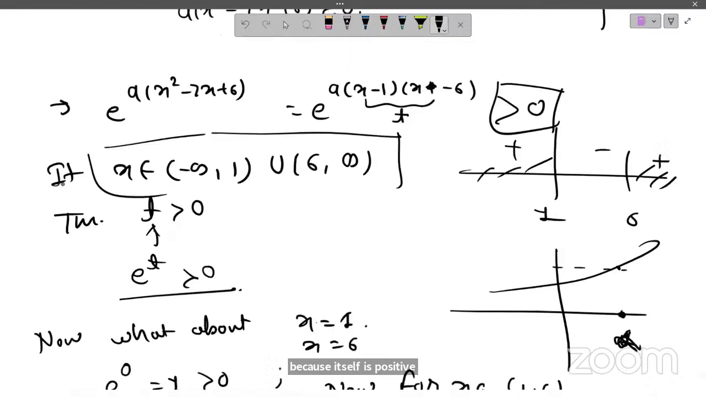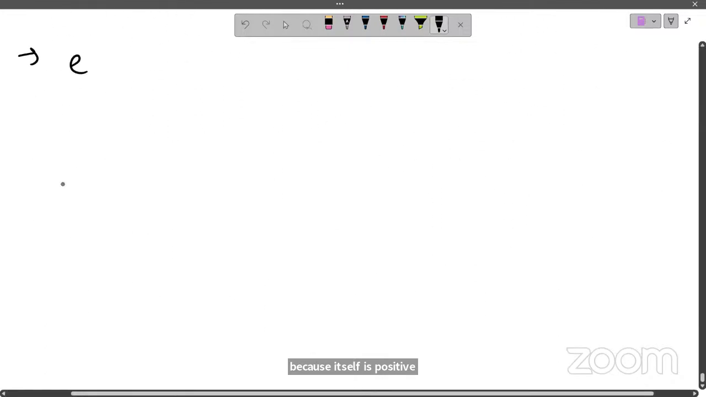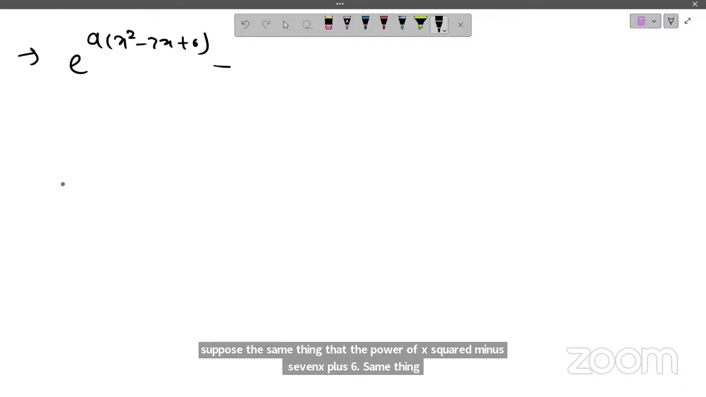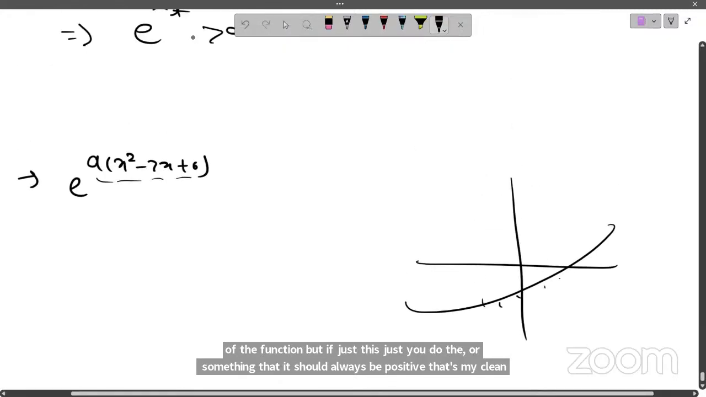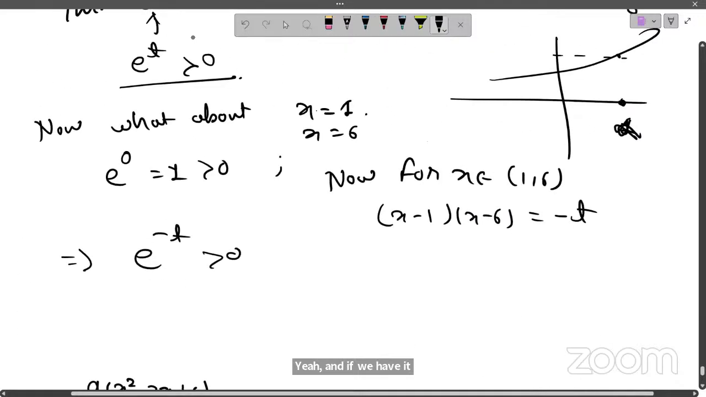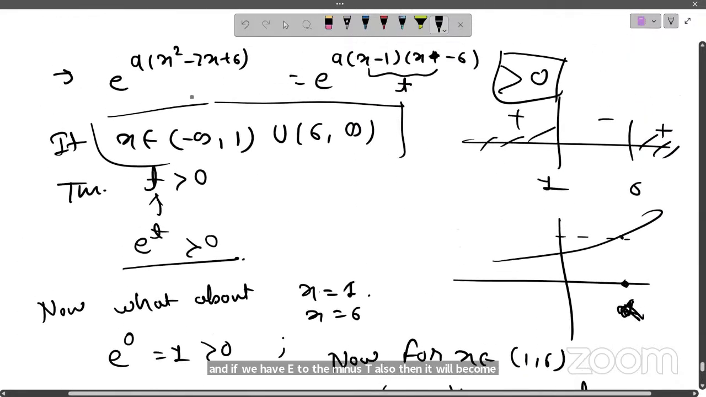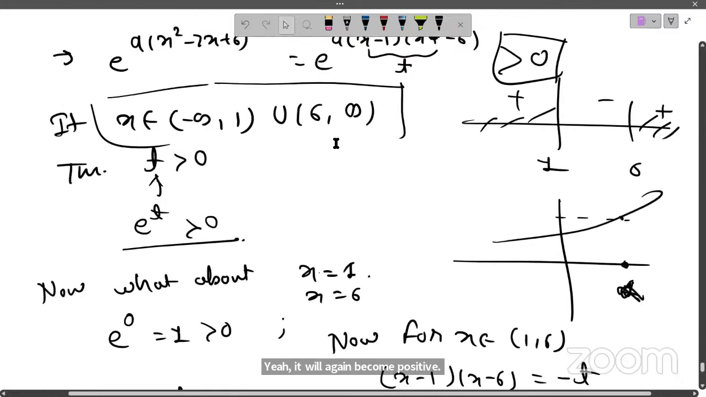Suppose the same thing, e to the power of x square minus 7x plus 6. If I apply just minus, let's suppose minus 100, then obviously it will go beyond, and then we have some question about negativity of the function. But if it is just e to the power something, it should always be positive. That's my claim. And if we have e to the power minus t also, then it will become a fraction, again a positive fraction. Yeah, correct.